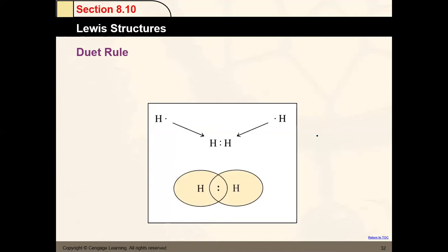So this is the duet rule. That only applies to hydrogen and helium because those are the smallest atoms on the periodic table. So hydrogen, helium is the noble gas, so they only want the duet rule. That means that they only tend to have 2 electrons in the last shell of the electron configuration.